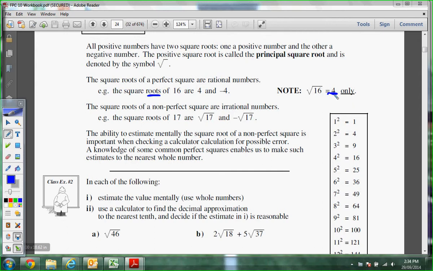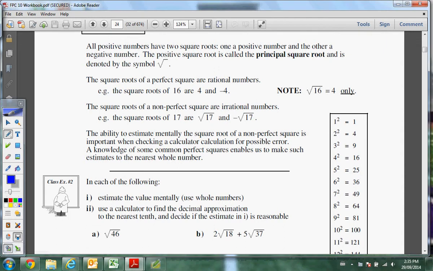And then it has the chart here. I always told you guys last year that with your perfect squares, you should know them up to 15. So here's a nice chart up to 15 for you, 15 squared being 225. Those are the ones you should know off the top of your head.